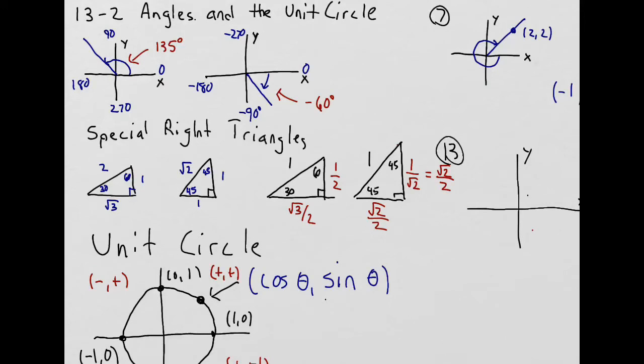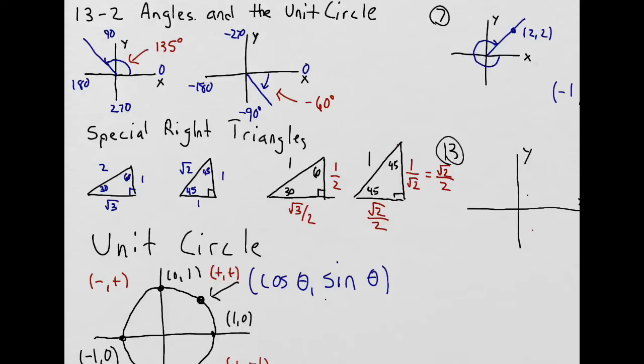Hi everyone. So today I'm going to go over 13-2 with you, angles in the unit circle. I want to spend a little more time than usual on this because it's a completely new section. So we're going to be working with trigonometry. The first thing we need to understand is measurements, right? So how do we measure these angles?